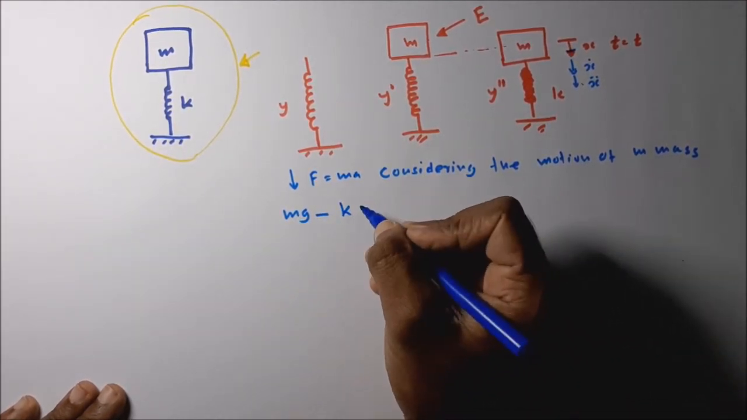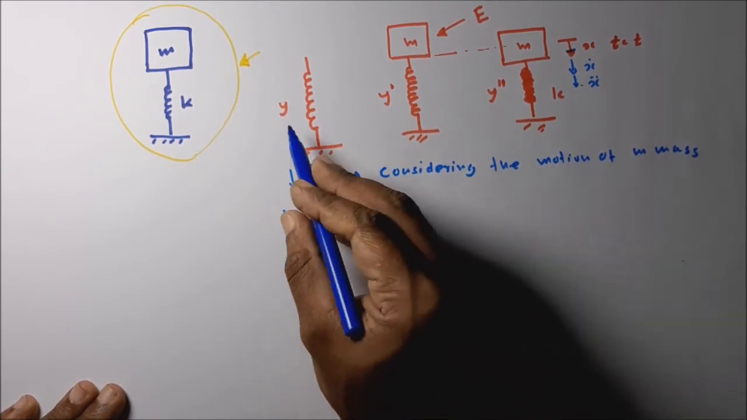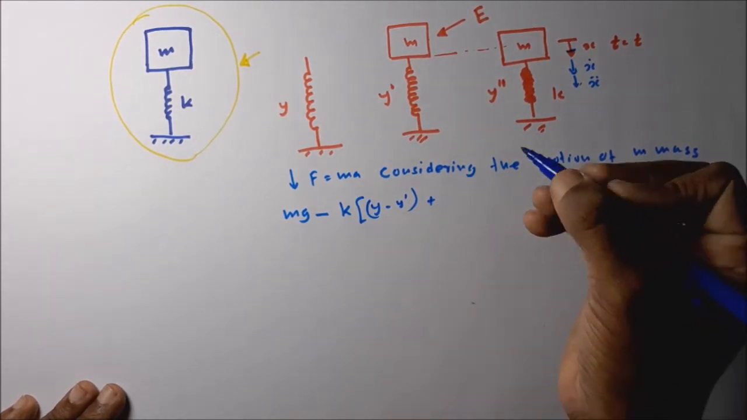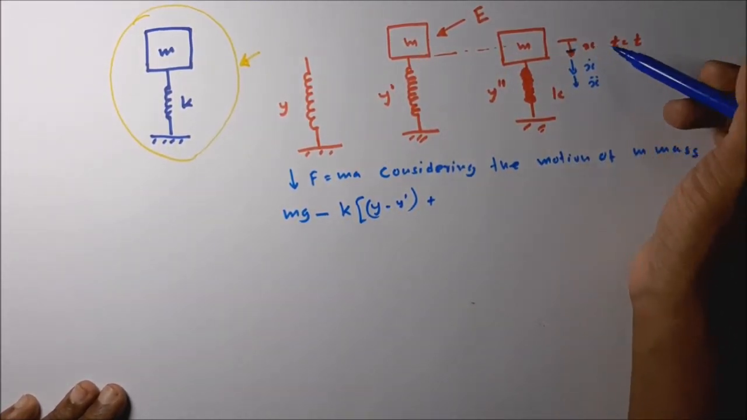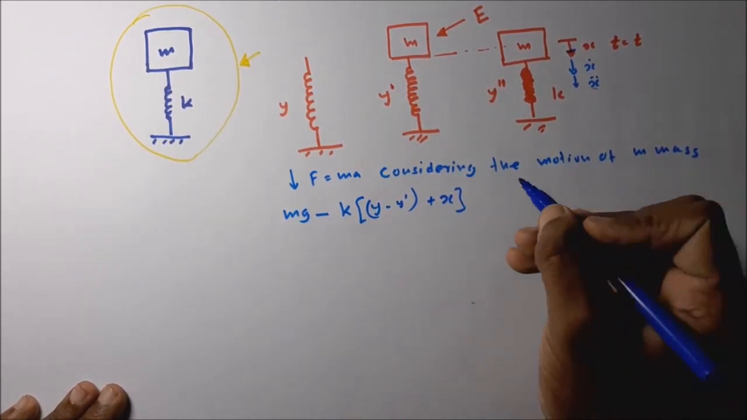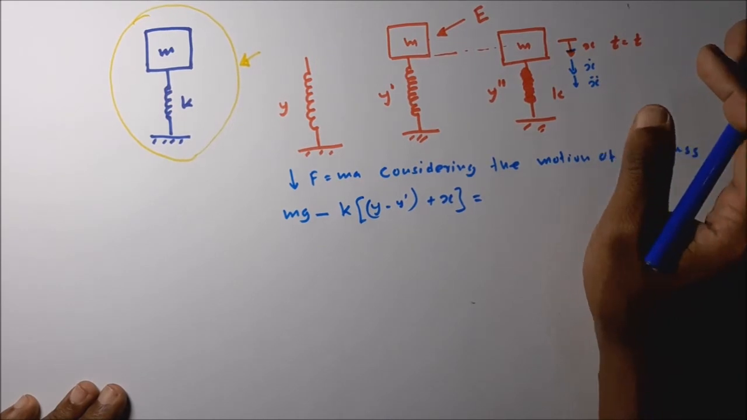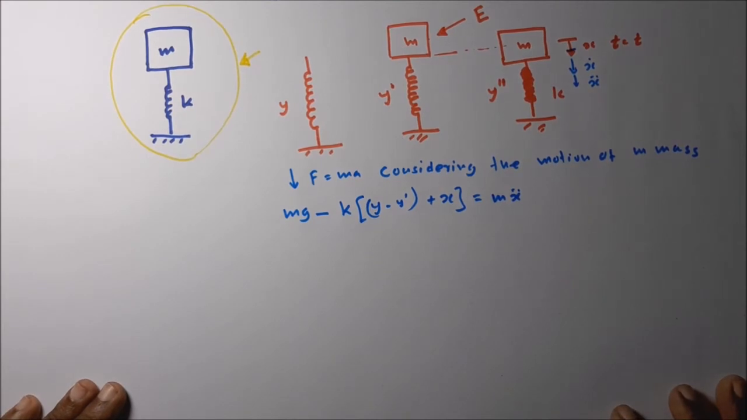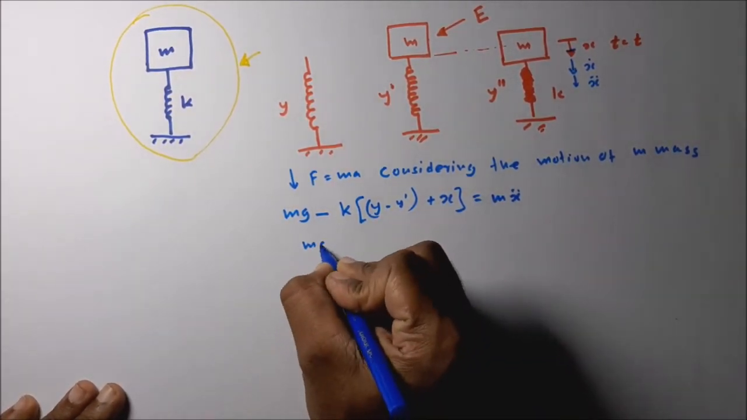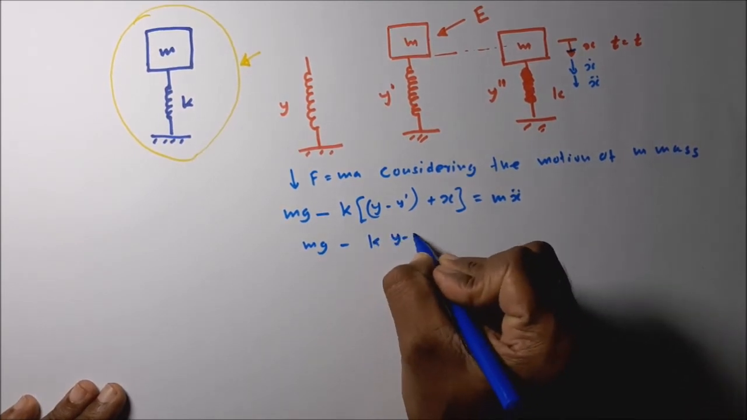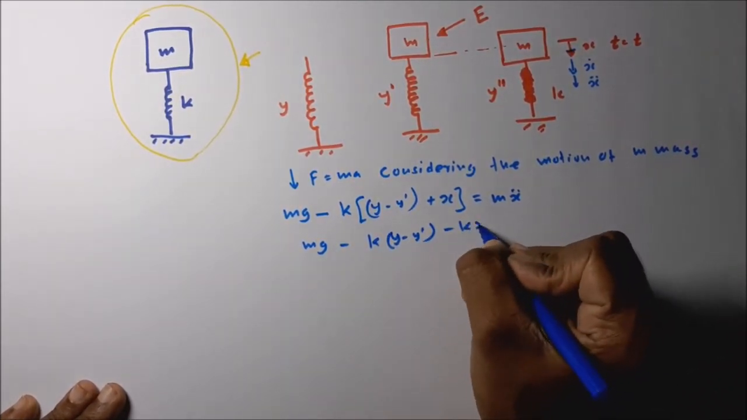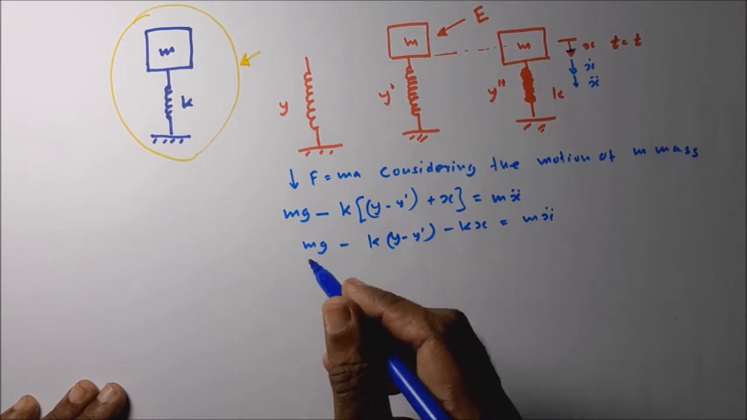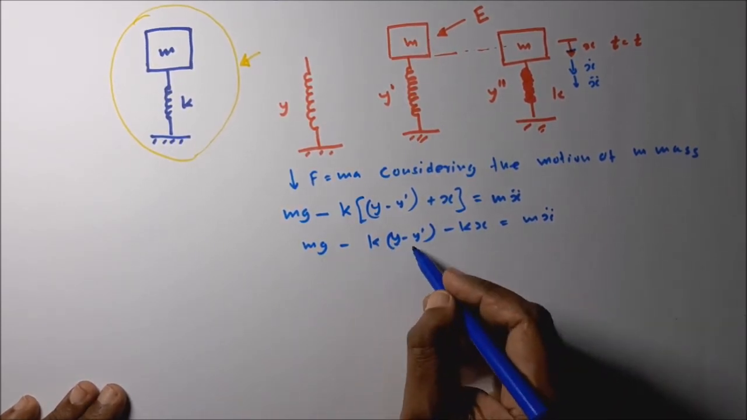What is the total compression of the spring? Here, y minus y dash, plus from this it also displaces x distance, equals mx double dot. Then we can further simplify this: mg minus k into y minus y dash, minus kx, equals mx double dot. Then you can see mg equals k into y minus y dash.